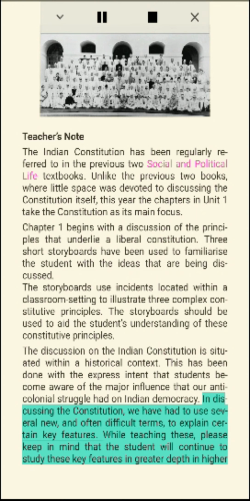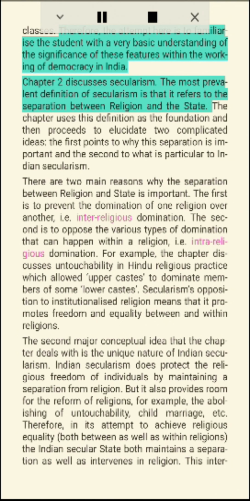explain certain key features. While teaching these, please keep in mind that the student will continue to study these key features in greater depth in higher classes. Therefore, the attempt here is to familiarize the student with a very basic understanding of the significance of these features within the working of democracy in India.